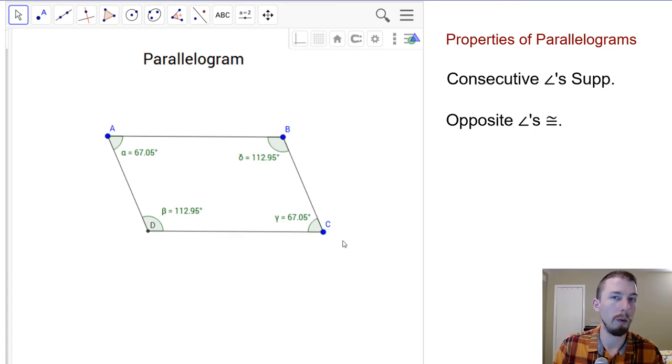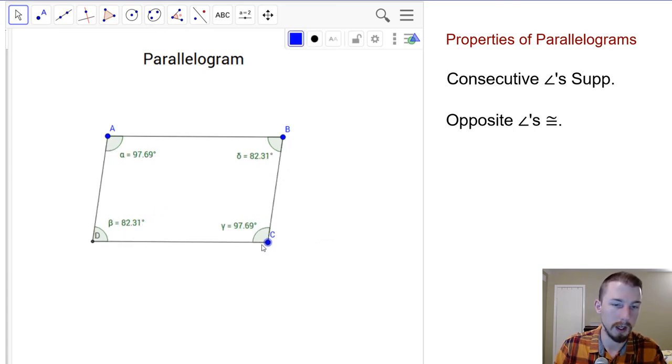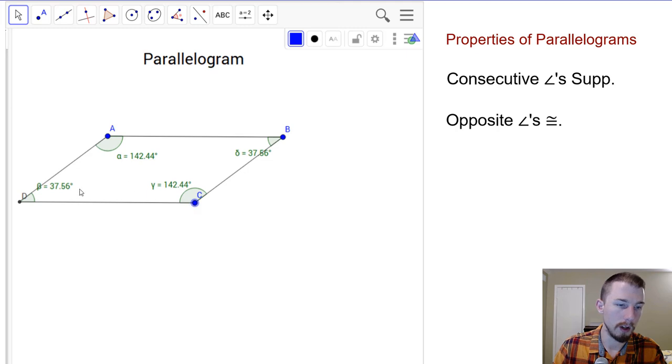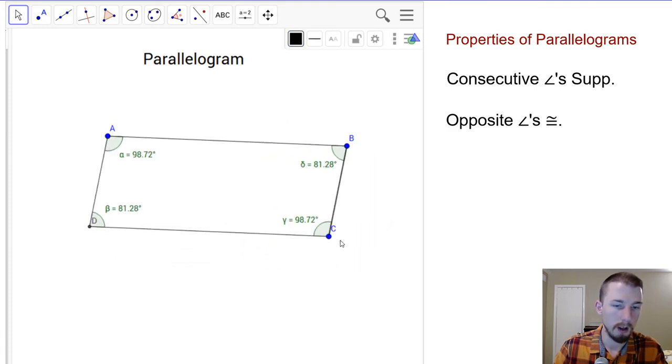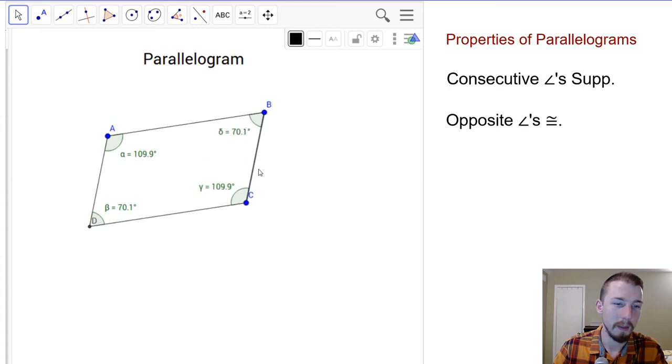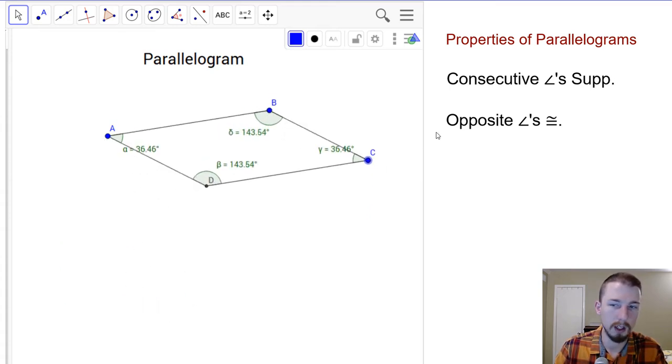Now, is that true for all possible parallelograms? As I move this point in space, you can see all the other parallelograms that we have, and sure enough, the opposite angles are congruent and the consecutive ones are supplementary. For all possible weird, funky parallelograms that I can make, which is kind of fun to play with, their opposite angles are always going to be congruent, and the consecutive angles are always going to be supplementary because they're same side interior.